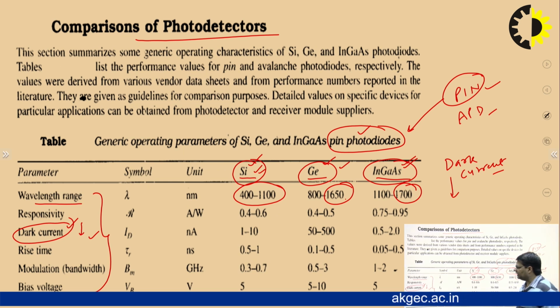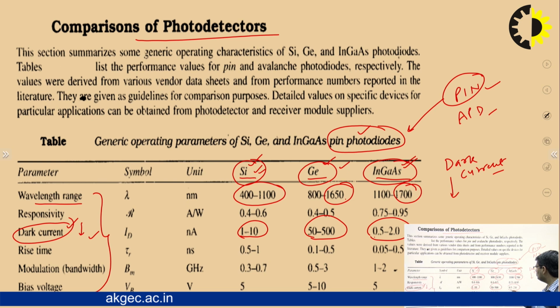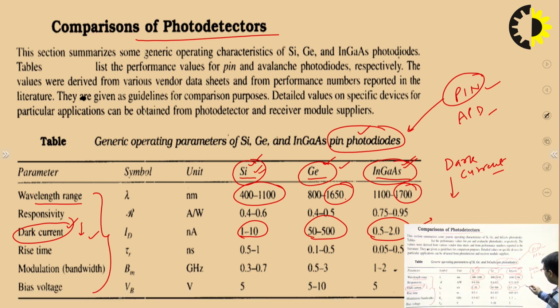Now we will see that the dark current in the case of silicon is 1 to 10 nanoampere, for germanium it is 50 to 500, and in the case of indium gallium arsenide it is 0.5 to 2. So we can see that based upon the dark current parameter, the PIN photodiode made using indium gallium arsenide performs the best. In this way we can do some comparison.